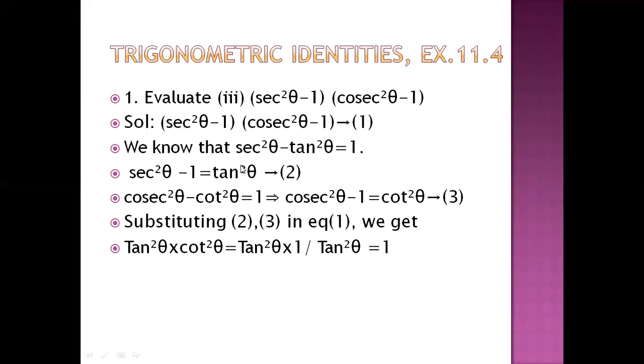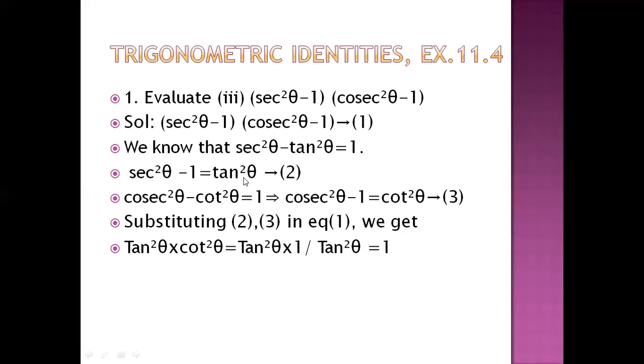In place of secant square theta minus 1, you can write tan square theta. Now, another identity is there, that is cosecant square theta minus cot square theta is equal to 1. And from this, you will get cosecant square theta minus 1 is equal to cot square theta.